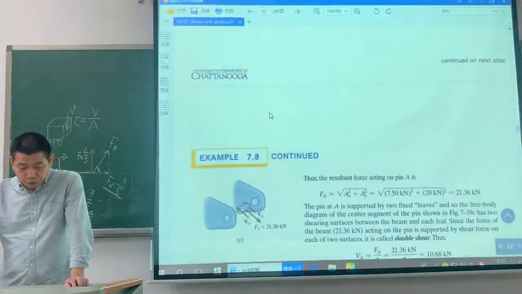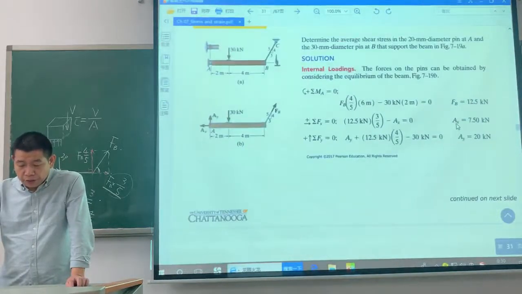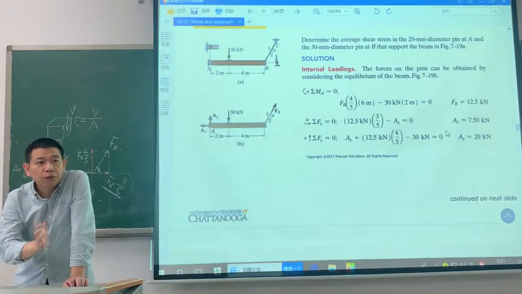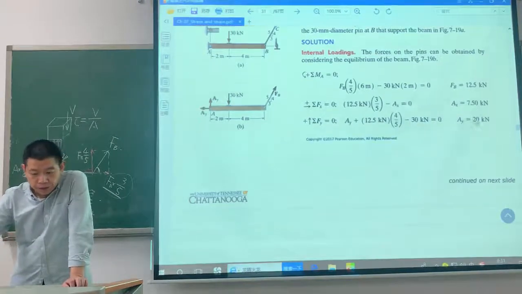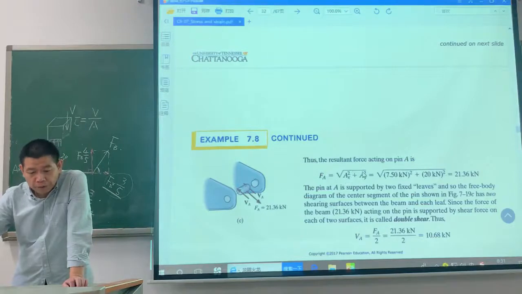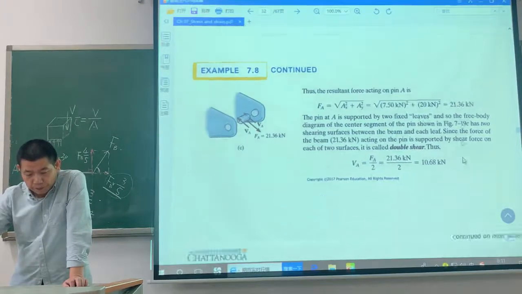After that, we can find FA, because AX and AY are the two components of A. So we can find FA, the square root of AX square plus AY square. We will find FA is 21.36 kilonewton. Understand?